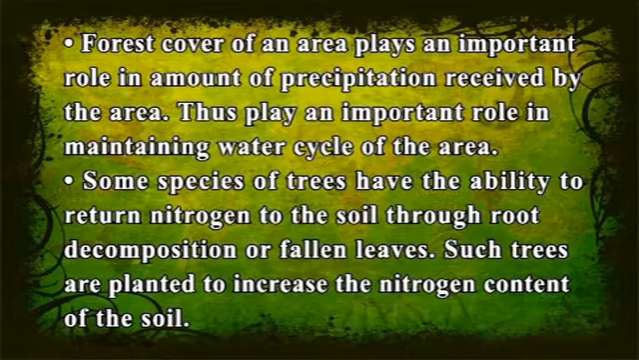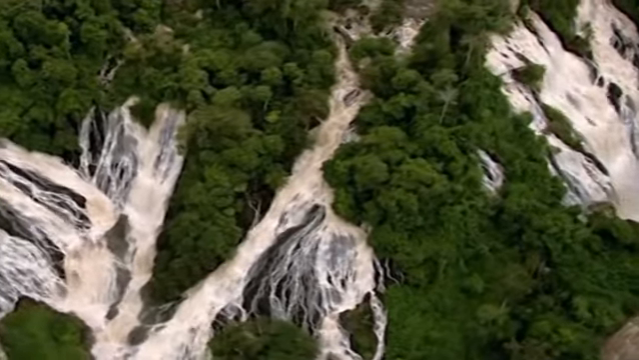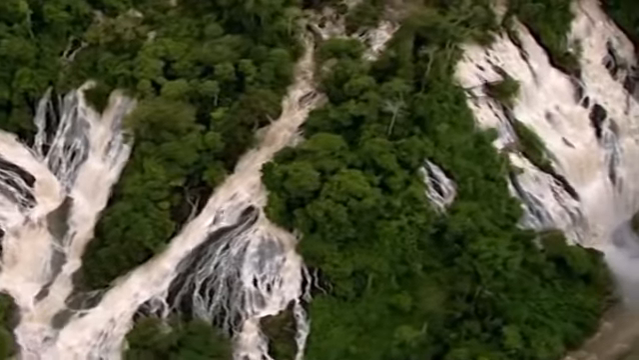Some species of trees have the ability to return nitrogen to the soil through root decomposition or fallen leaves. Such trees are planted to increase the nitrogen content of the soil. They play a vital role in maintaining a healthy watershed.